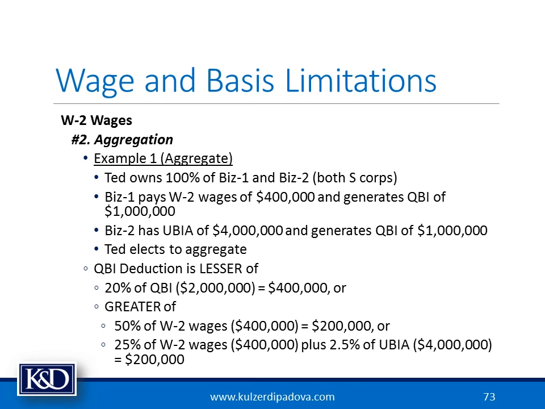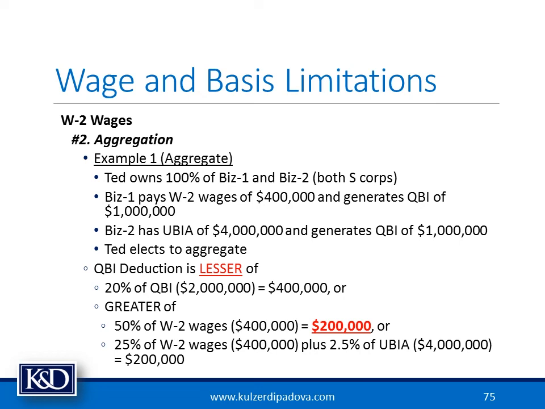So let's say you've got Ted, who owns 100% of two businesses, which are both S corporations. The first business pays wages of $400,000 and generates QBI of $1 million. Business 2 has property with an unadjusted basis of $4 million and generates QBI of $1 million, and Ted elects to aggregate. So when you put everything together, he's got QBI of $2 million, 20% of that is $400,000. He's got wages of $400,000, half of that is $200,000, and he has basis of $4 million. Again, I made these numbers work out so that the wage and basis limitation is the same. So it's $200,000 either way.